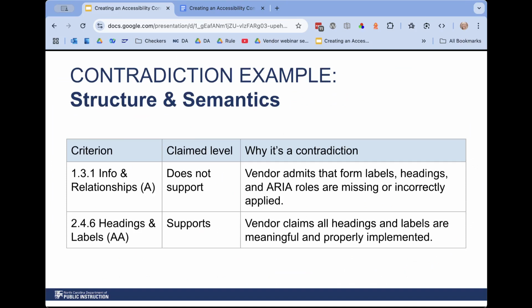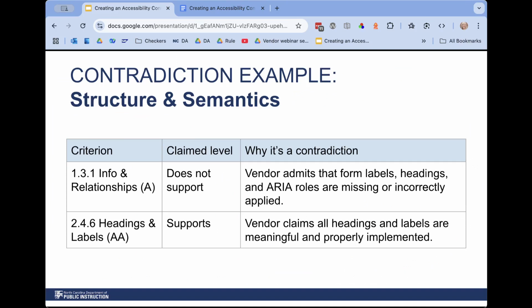If you're saying that info and relationships is not supported, so you're saying that things like your form labels and your headings or maybe your ARIA roles are missing or we haven't applied them correctly, but then you're telling me in 2.4.6 that you're supported, that all headings and labels are meaningful and they've all been properly labeled as such, they're properly implemented. That's a contradiction.